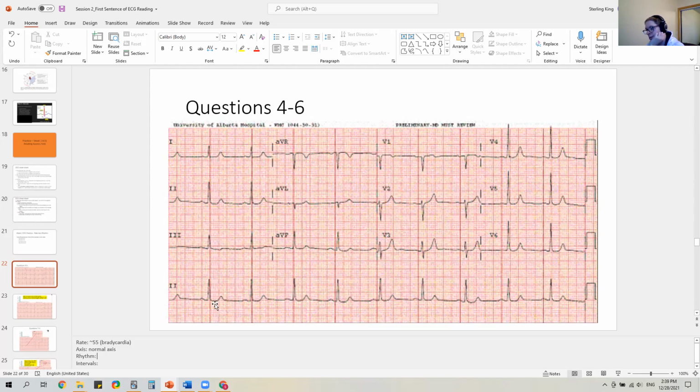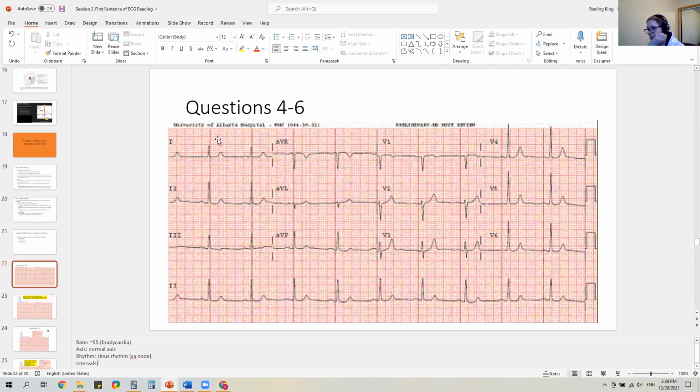Rhythm. Now we're looking at P waves and QRSs. P, QRS, P, QRS, P, QRS, P, QRS. It looks like there's always a P, it's upright, it's right in front of the QRS, and this looks like a very regular interval. So it's a sinus rhythm, which just means it's from the SA node.